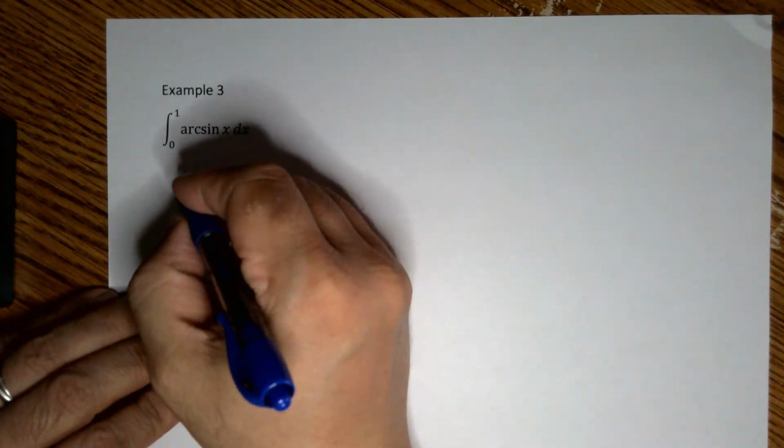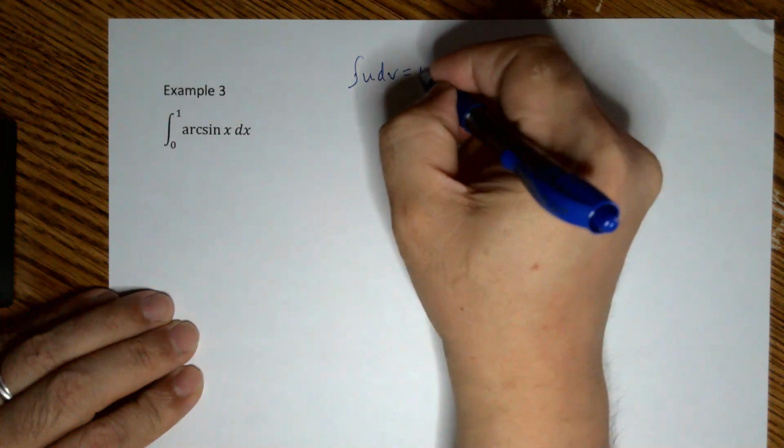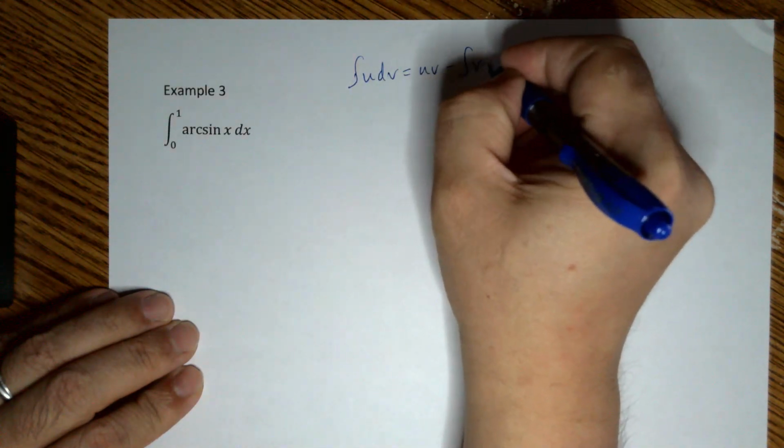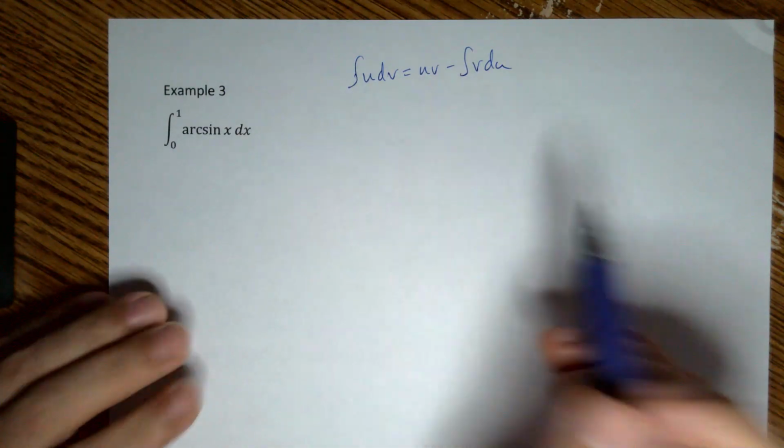So that's going to be integration by parts: the integral of u dv equals uv minus the integral of v du. Alright, so you have to remember that formula. If you don't remember that, you can't do this.